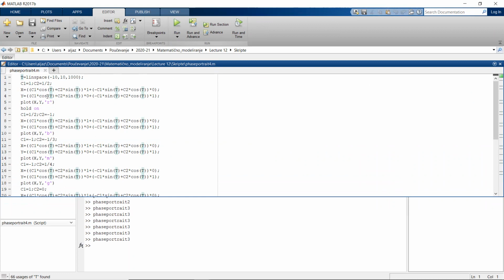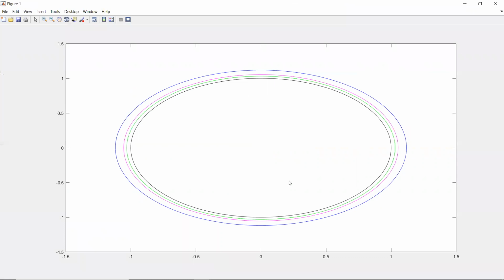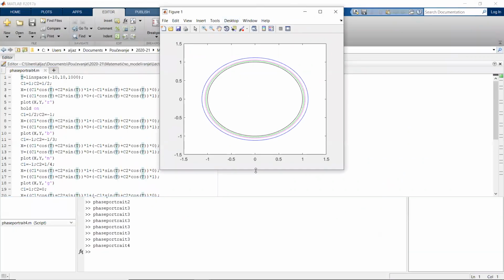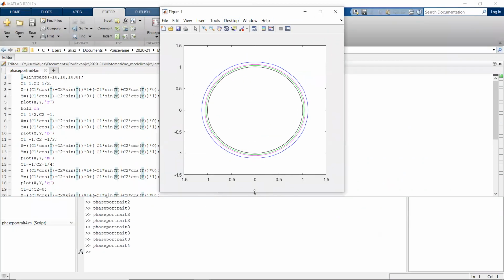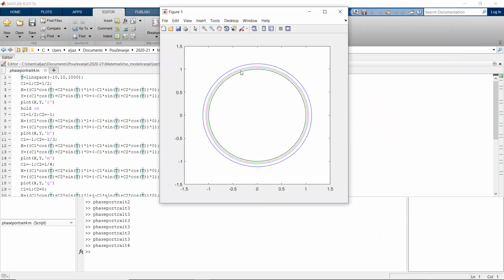Okay, and let's look at the phase portrait in this example in MATLAB. And you see, we really get circles. Now here they look like ellipses, but if I change the ratio so that it's the real size ratio, then we see that we really get circles.